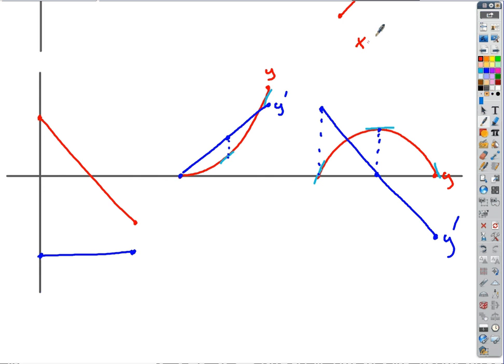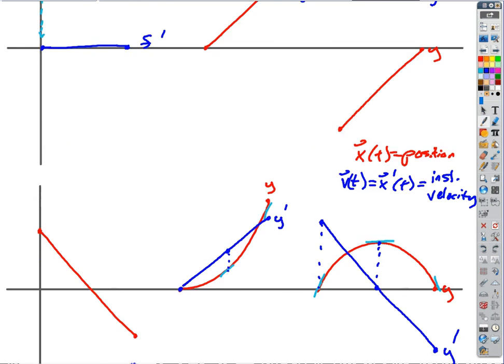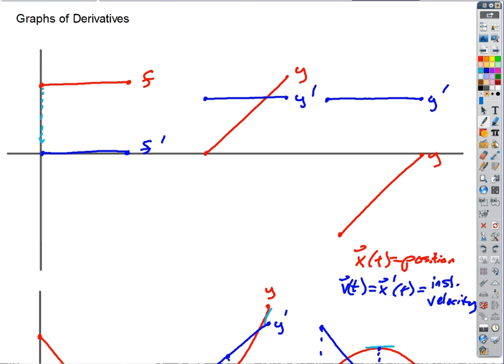If x of t equals position, in this case, x prime of t equals instantaneous velocity. So in calculus, you wouldn't even specify instantaneous. We just assume if we're saying velocity, we're talking about a velocity function where we get an instantaneous velocity function, okay? So these tell more interesting stories than if we think about them in a kinematic context.